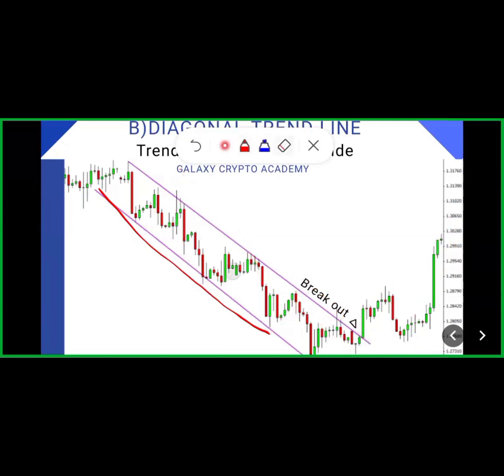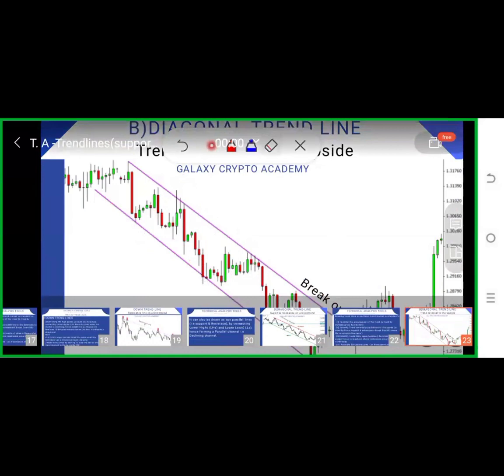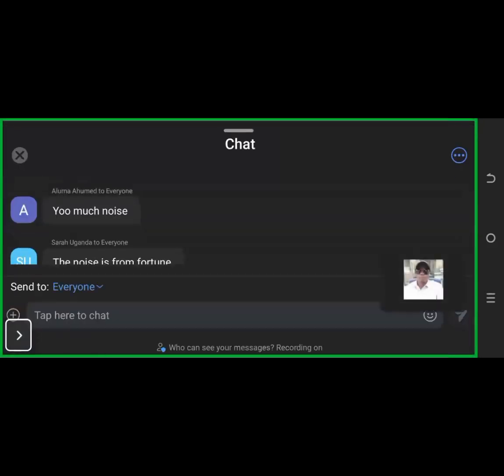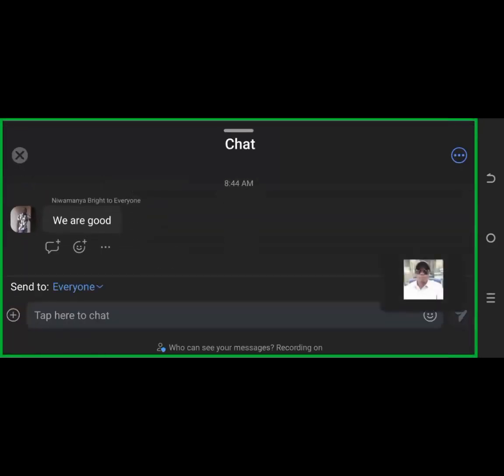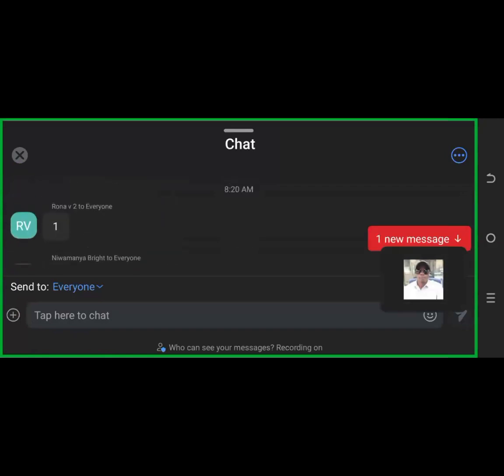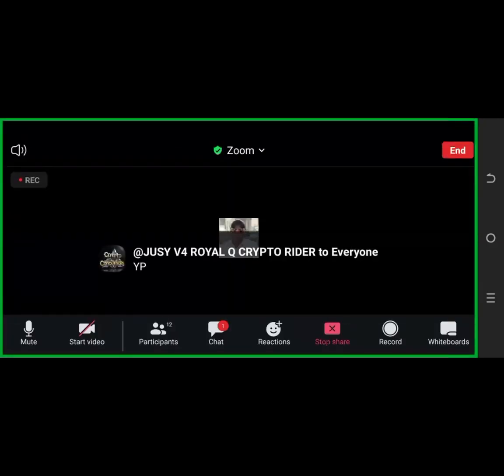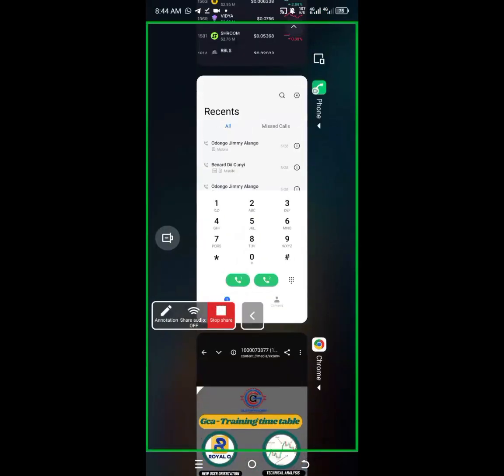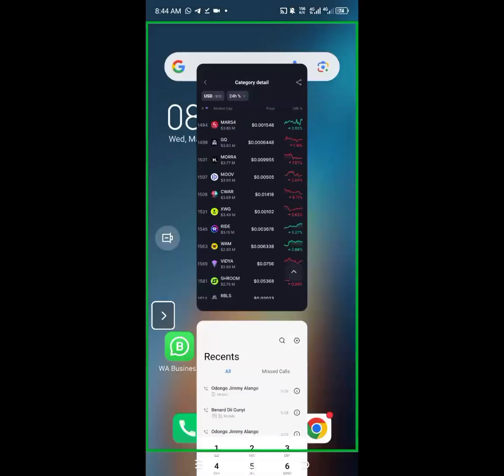So that is how these two trend lines are drawn. Are we still fine? Let's go on the chart and make it practical. Are we still okay? All right, if you're still okay, let's go on the chart and make it real.